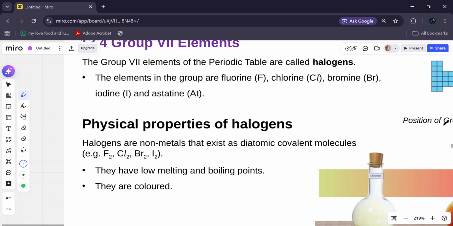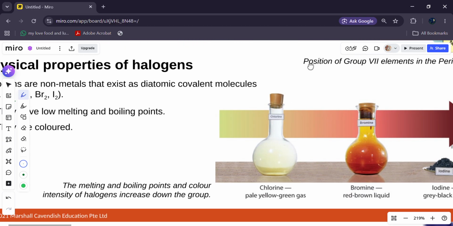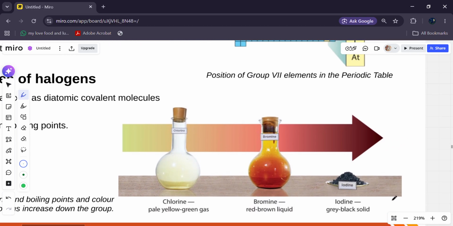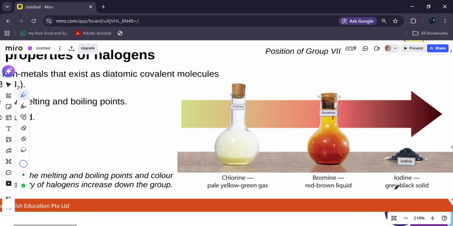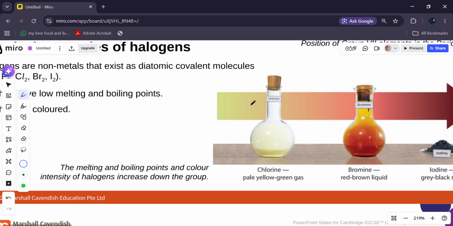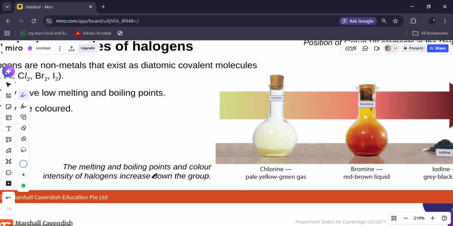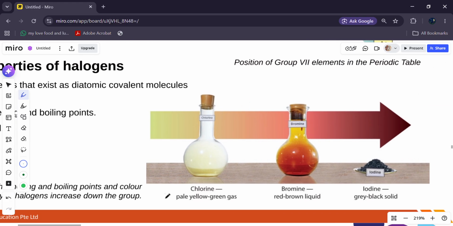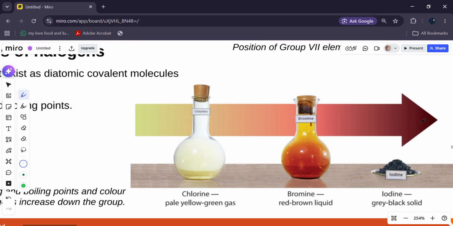Now, what are the physical and chemical properties of halogens? Halogens are nonmetals that exist as diatomic covalent molecules. That means you write them with a 2 right next to their element symbol. They have low melting and boiling points and they are colored. Here you can see chlorine, bromine and iodine. Iodine is a solid while bromine is a liquid and chlorine is a gas. The melting and boiling points of the halogens increase down the group.